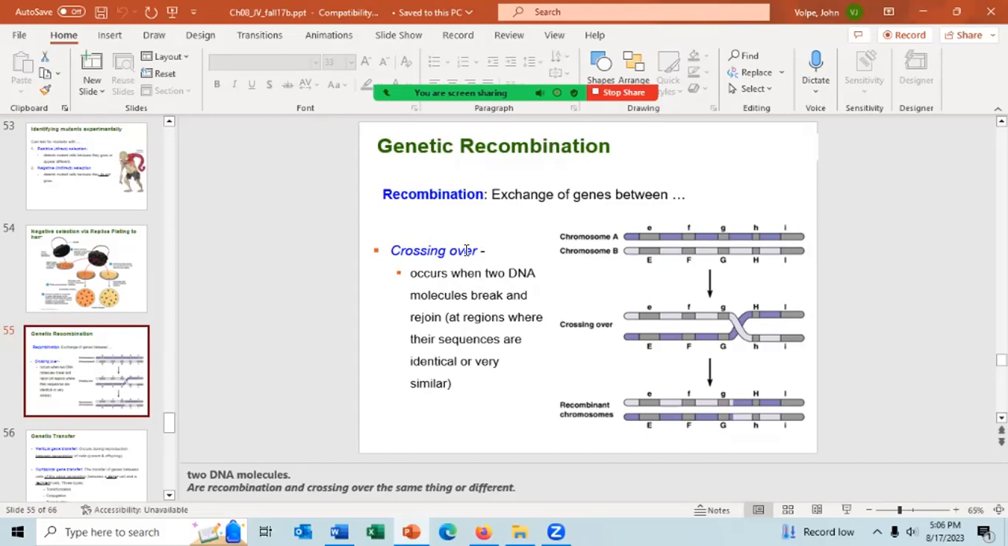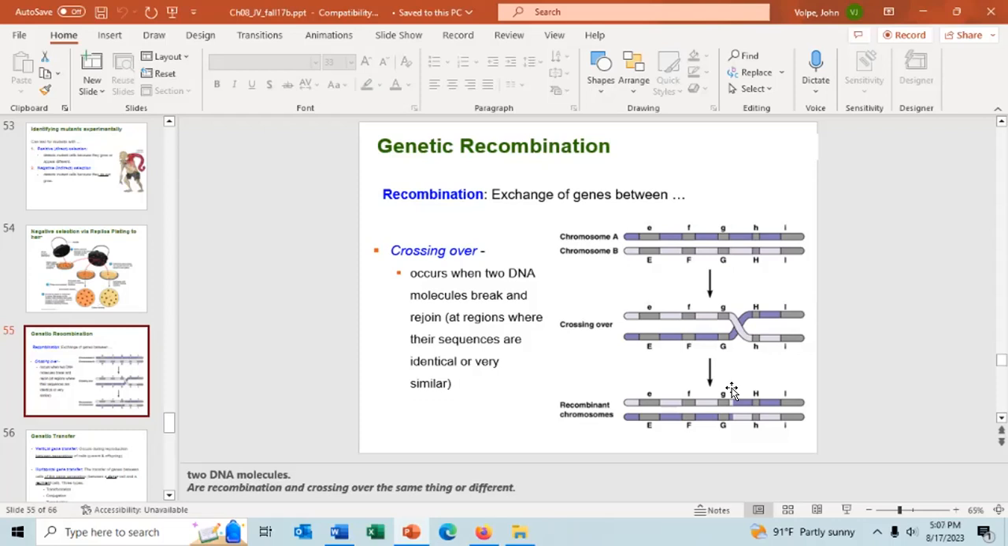The point of recombination is it makes new gene pairs. Previously, the uppercase H gene was only on the same chromosome as the capital G gene. After recombination, we now have the capital H gene with the lowercase g gene. So that makes new genetic combinations, shuffling the genes within an individual. Any question about any of that?